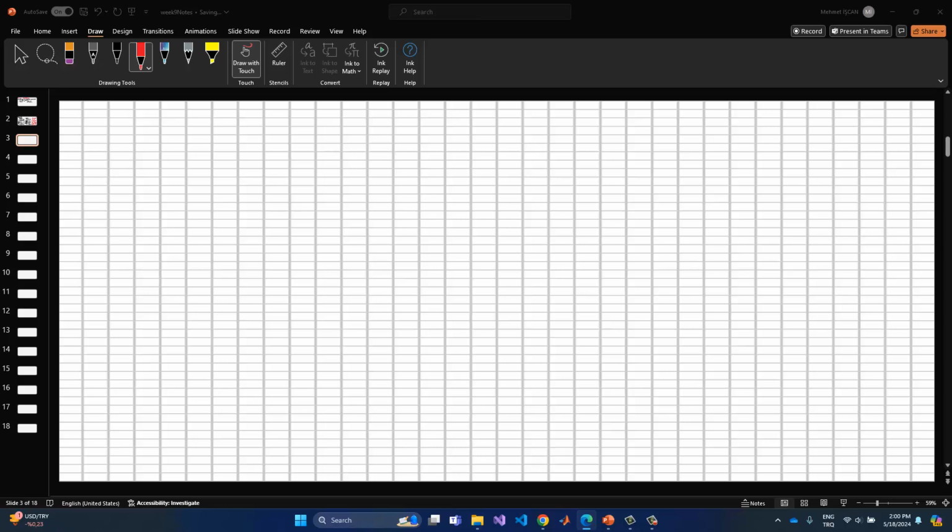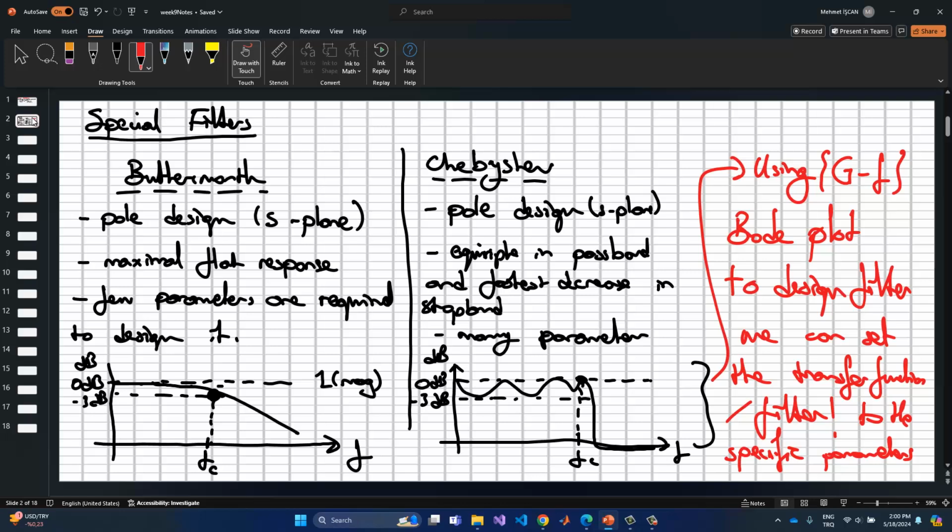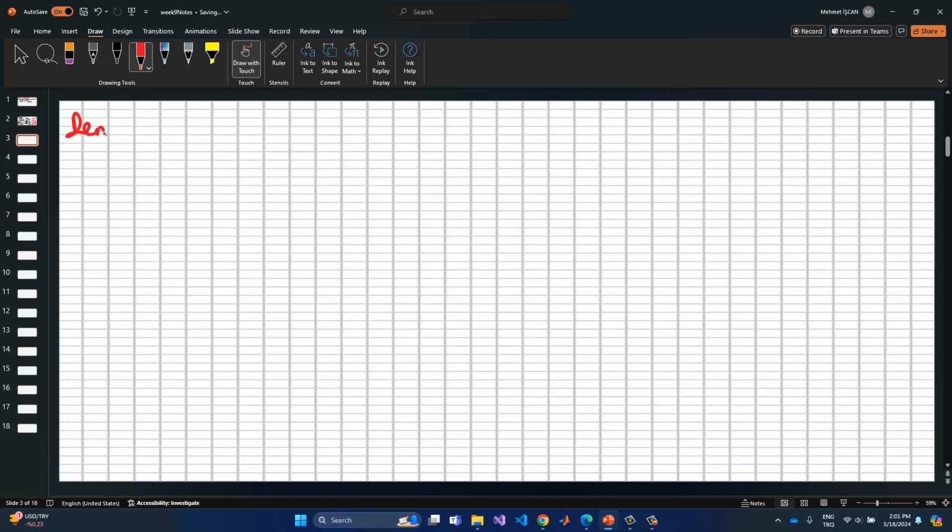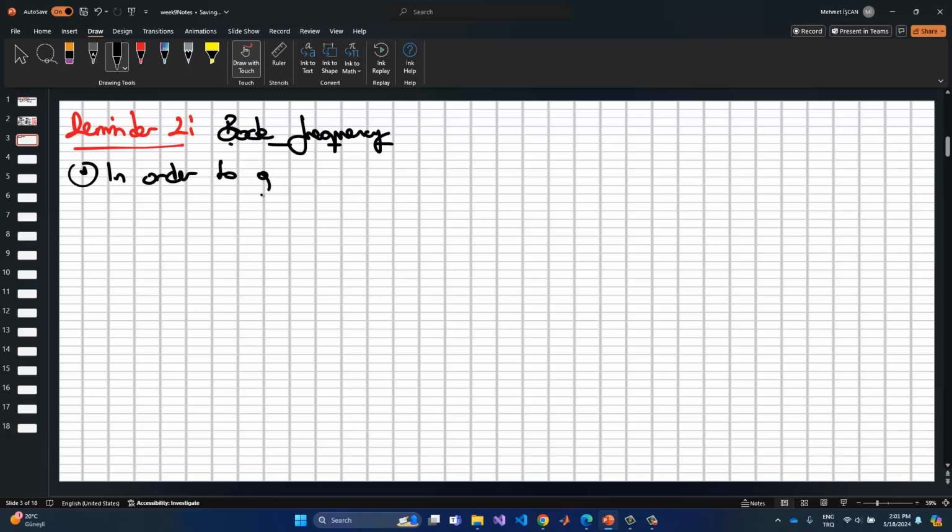So this is reminder one. And also we have reminder 2: Bode frequency. So in order to get the frequency range.